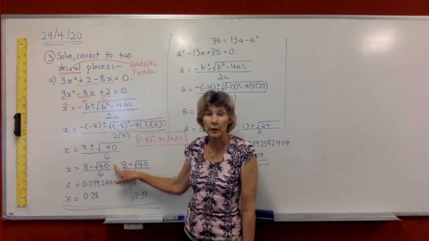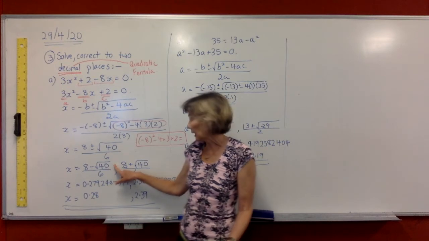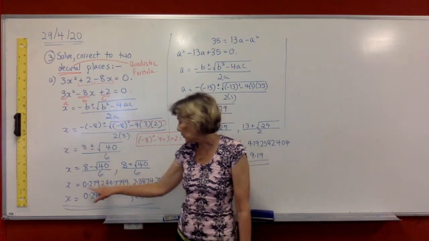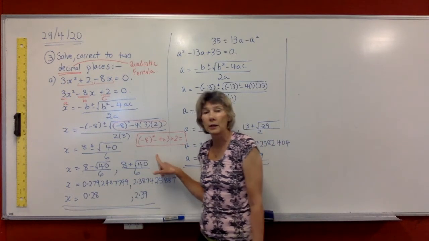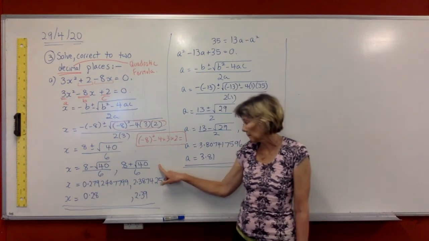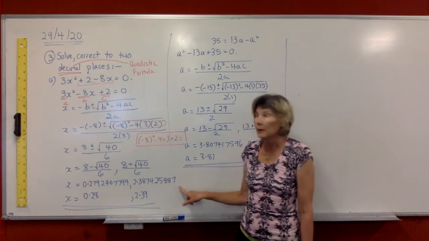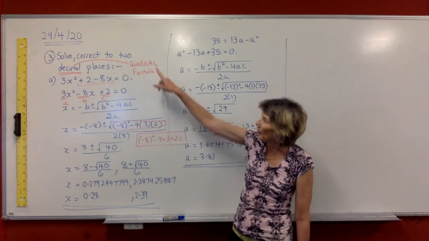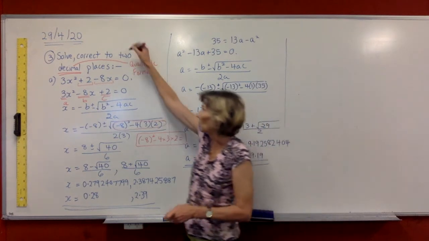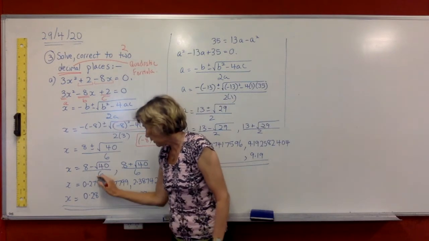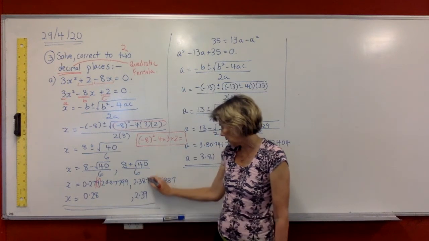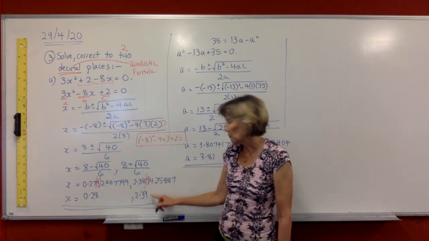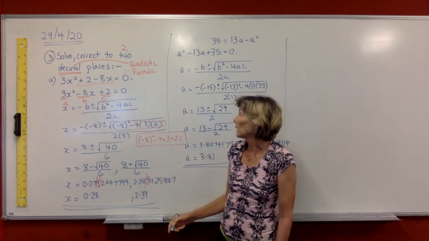So just make sure your screen display looks like that on your calculator. Press equals, and you're going to get that decimal. Same with this one. Put this in on your calculator exactly as it stands, and you will get that decimal. And then when we get the two decimals, we're going to round them to two decimal places like they wanted. So this one will become 0.28, and this one will become 2.39 when we round up.